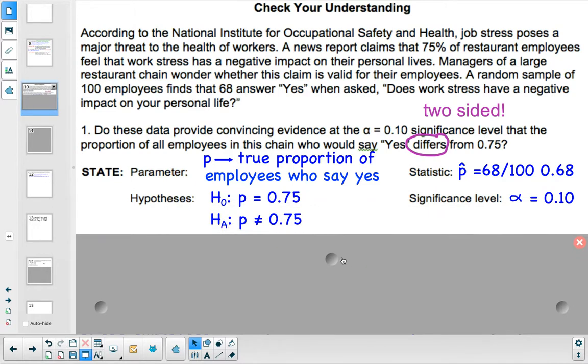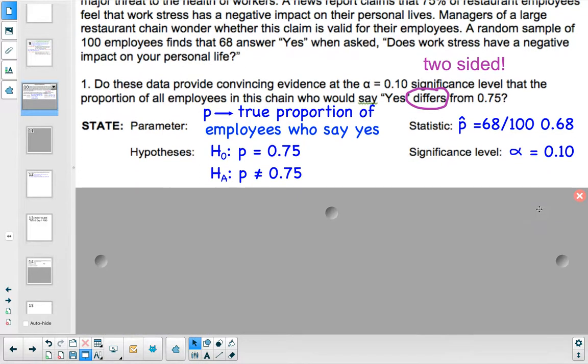So let's look at our state. In your state, you're going to define the parameter. This is a question about a proportion. p is the true proportion of employees who say yes. Our null hypothesis is that claim, that the proportion is 0.75. The alternative is that it's not 0.75. So if we get anything unusually above 0.75 or anything unusually below, that would lead us to reject the null hypothesis. Your statistic, your p hat, collected from data, is 0.68, and we're going to do this test at the 10% significance level, and that's alpha.